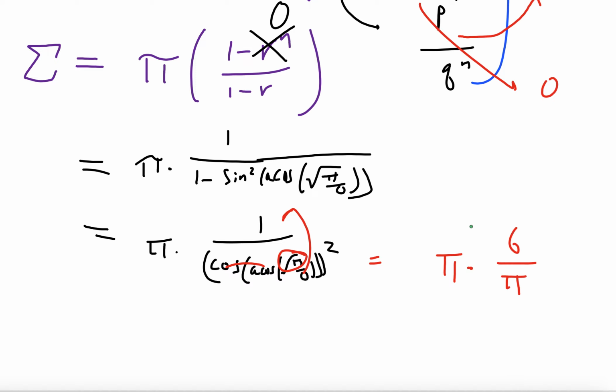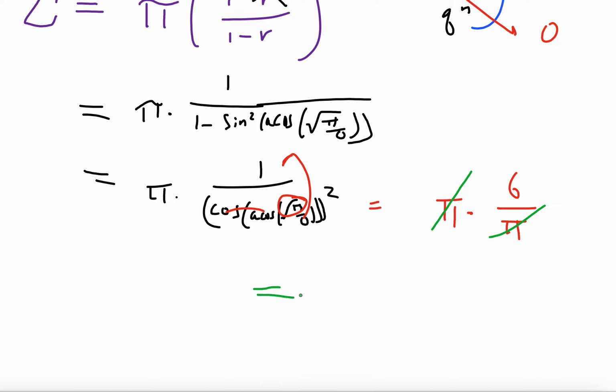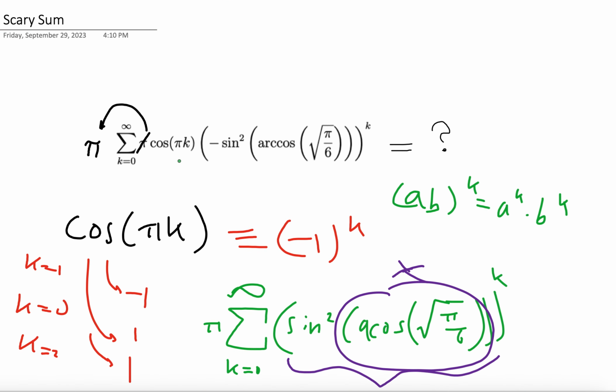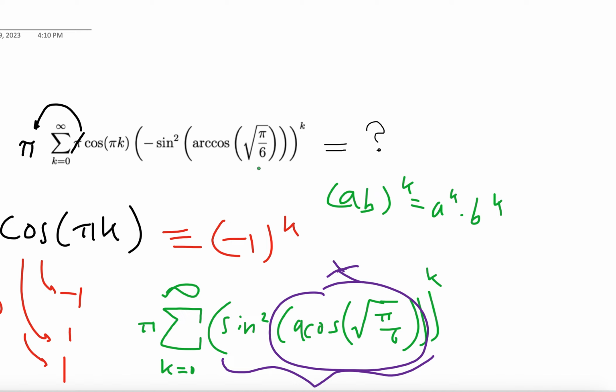And so these two values cancel out, and we get the beautiful final answer of a nice solid 6. And that's the answer to the question. The answer to the sum as k goes from 0 to infinity of pi cosine pi k times negative sine squared arc cosine of root pi over 6, quantity to the k, is equal to 6.